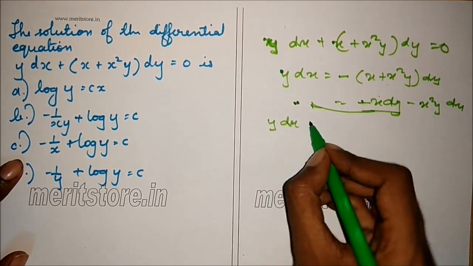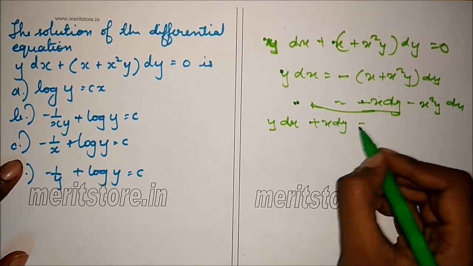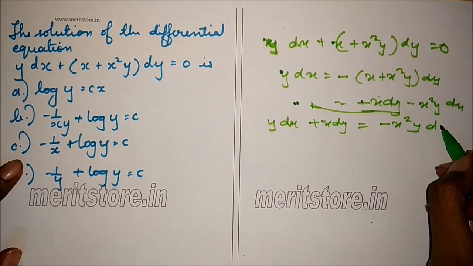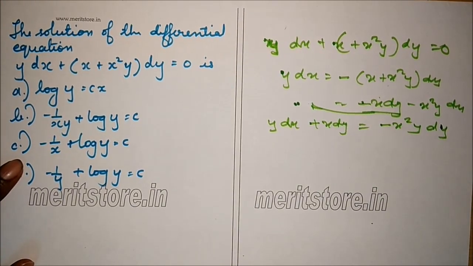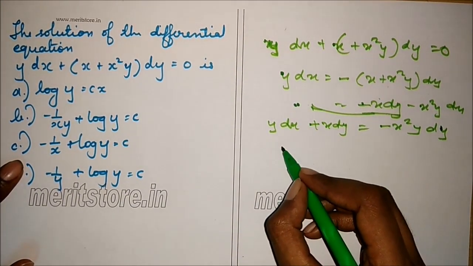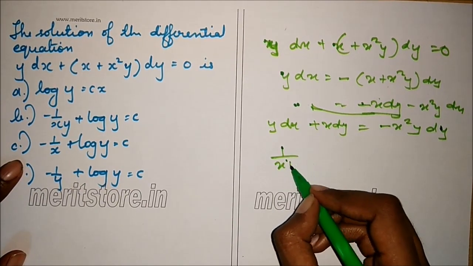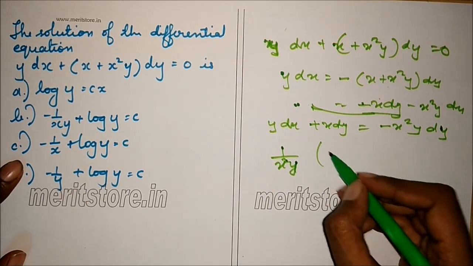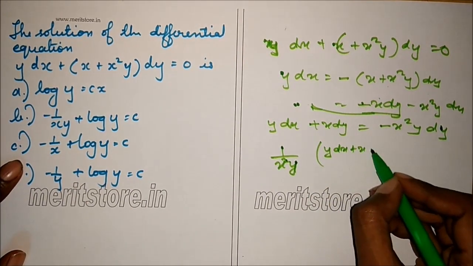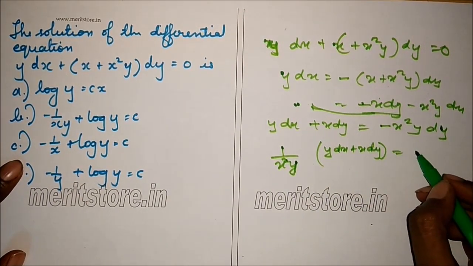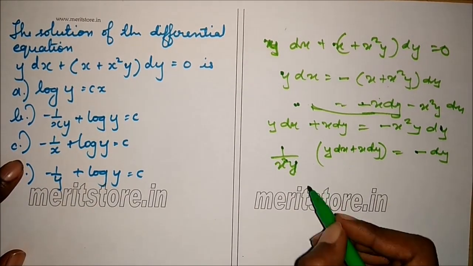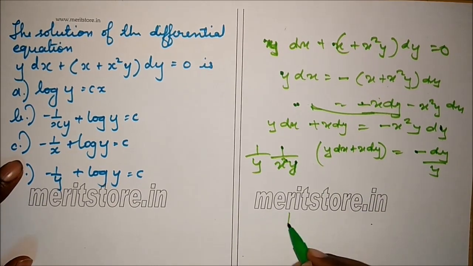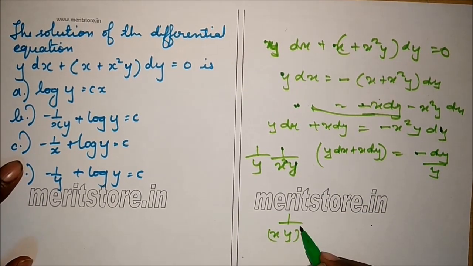So y dx plus x dy is equal to minus x square y dy. That is equal to 1 by x square, y dx plus x dy, equal to minus dy. Now we divide both sides with y. So this will be 1 by x square y square, that is xy the whole square.